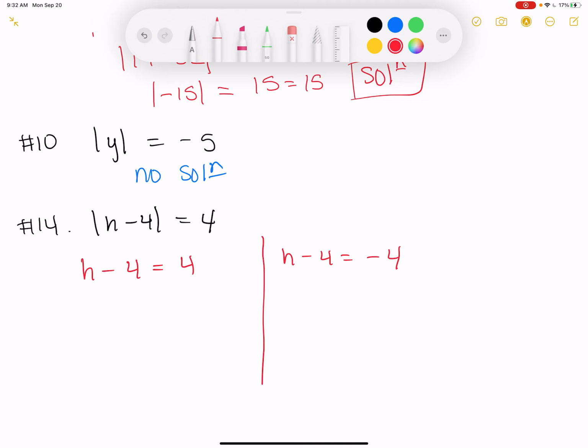Okay. So, solve for h in this one. What do you get? 8. Okay? How about this one? 0. And h is equal to 0. So those are your two solutions. So that says if I plug in 8 back into this absolute value, 8 minus 4 is 4. The absolute value of 4 still is 4, which gives us that. If I plug in 0, 0 minus 4 is negative 4. The absolute value of that makes it positive and sends it out as positive 4.